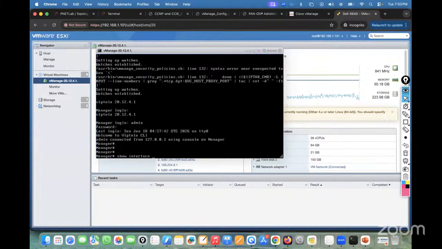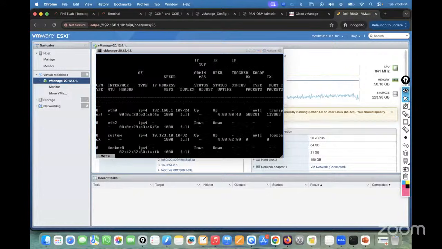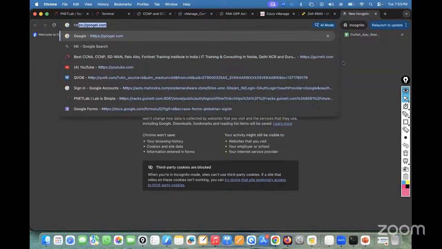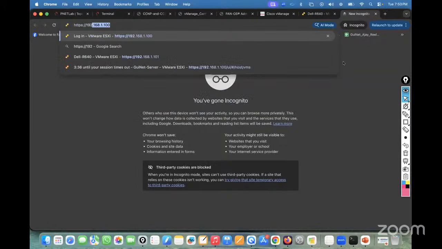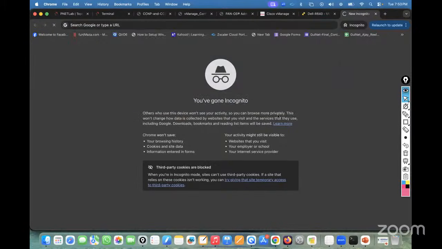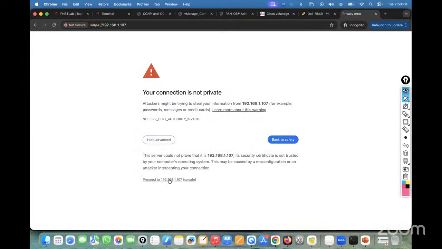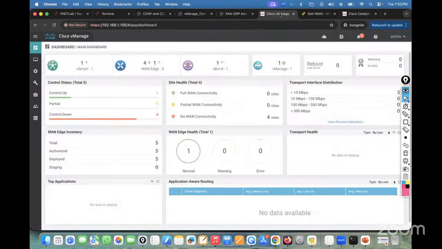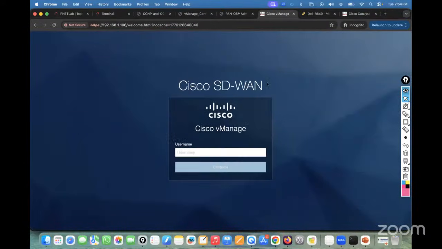Show interface. What is the IP address? It's going to be 107. HTTPS 192, it's 107. See, this is your Catalyst SD-WAN dashboard. And let me log out here again. This is your Cisco SD-WAN dashboard. No big difference you're going to find.